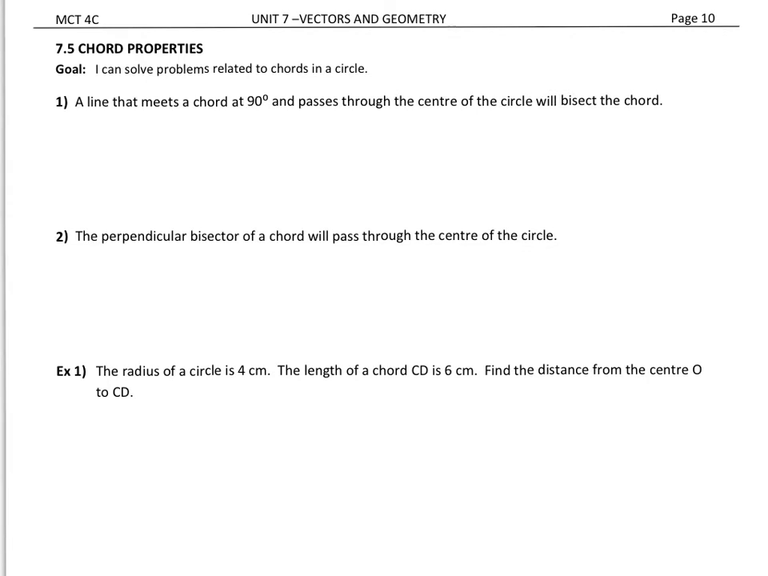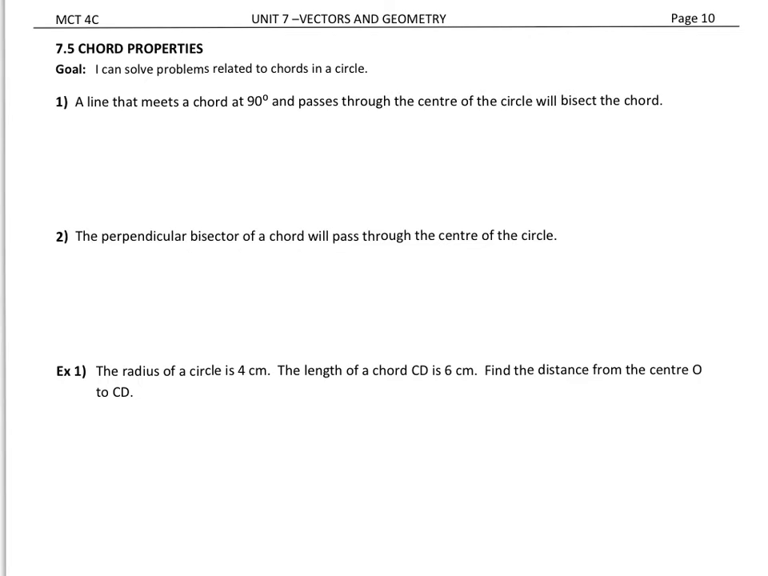Okay, the fifth lesson in the 7th unit is about chord properties. And so our goal here is to be able to solve problems related to chords in a circle. So our first property, and in fact 1 and 2 here are very closely related. The 2 is just the opposite direction of the 1, and it'll make sense when I draw the pictures, I think.